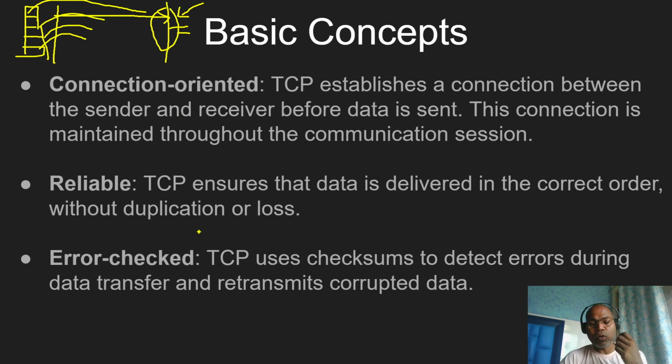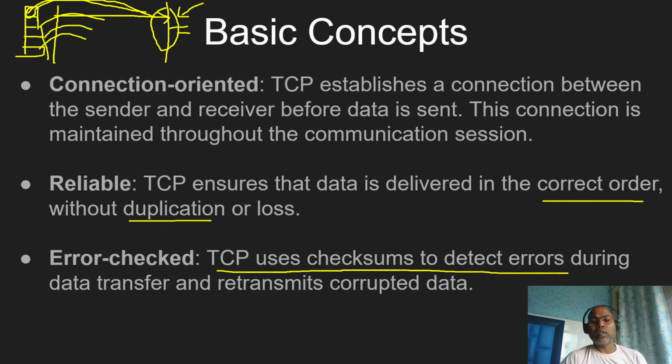TCP ensures that your data is received in the correct order, whatever order is required. It also ensures that the same data is not sent in duplicate, two times or three times, and that no data is lost. It also does error checking, meaning TCP checks the checksum to detect errors during data transfer, and the corrected data is retransmitted. So consider the scenario where 1024 bytes of data are transferred.